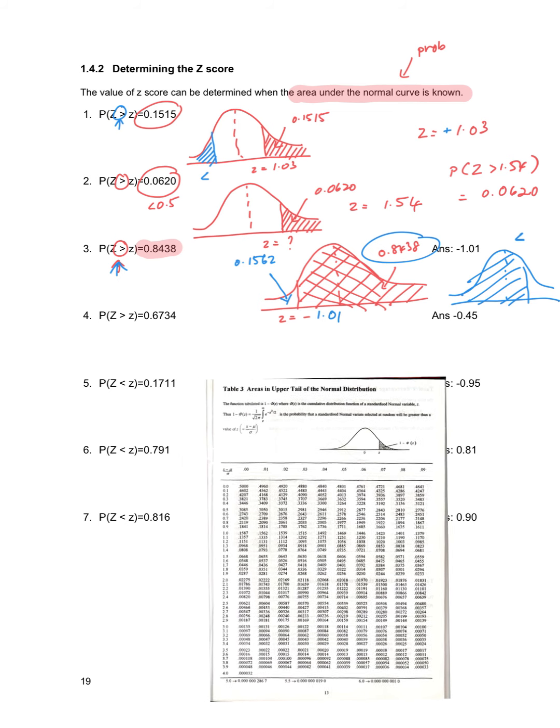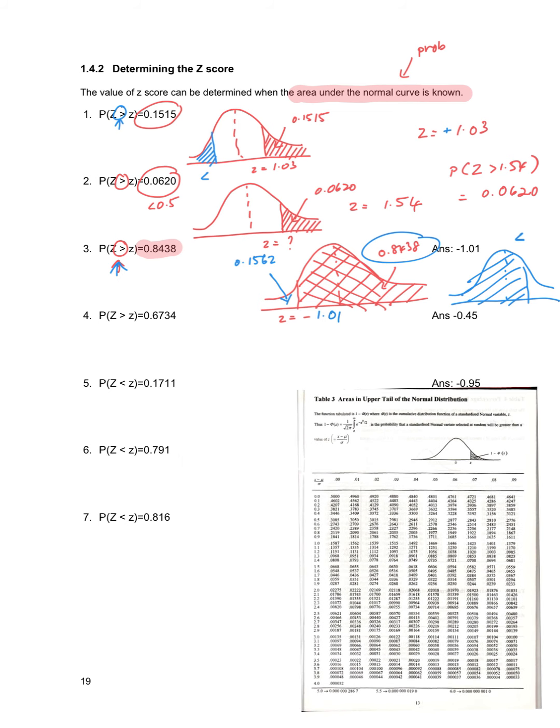Next, number 4. Probability of Z greater than Z equals to 0.6734. So ni case dia sama je, lebih kurang. So kita lukis dia punya curve. Di tengah-tengah kosong. 0.6734 more than 0.5, and then sign dia greater. So kita kena ambil dari sebelah kiri untuk lorek dia.